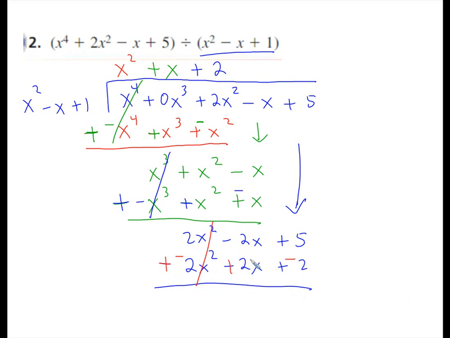First terms cancel. Second terms also cancel. And then we're left with, I believe, positive 3 as our remainder. So the way we write it, we'll just put a plus 3 divided by what we divided by, x squared minus x plus 1. Okay?